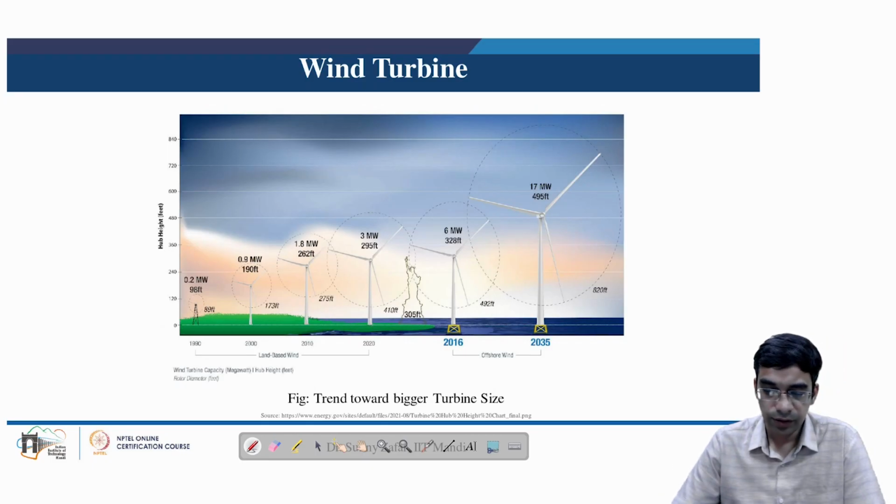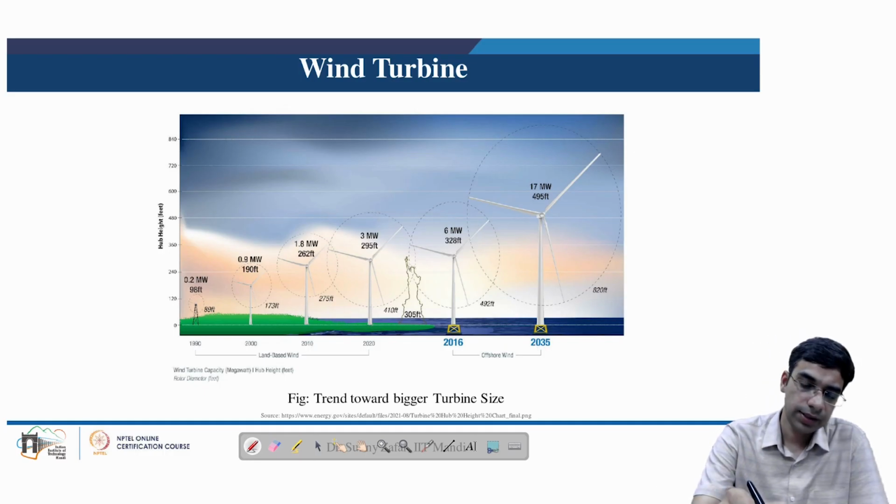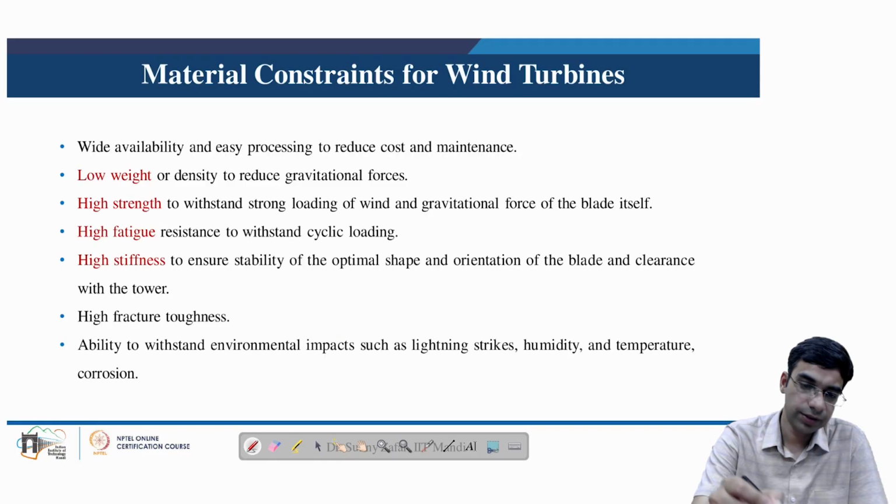Just for the sake of comparison, we can say that the increased size of the wind turbine has resulted in higher power generation, and it is expected to further increase to approximately 17 megawatts. This type of wind turbine will be popularly installed in offshore locations given the large size. So we have to see how the large size wind turbines will be manufactured.